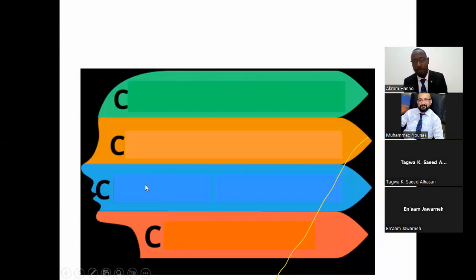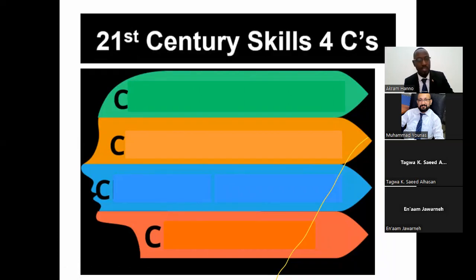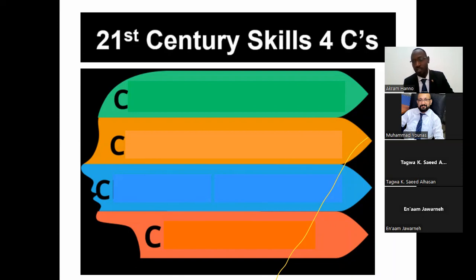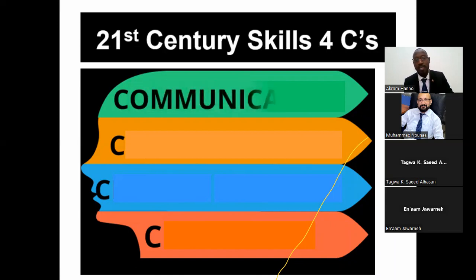Let's wind up our session by talking about the 4 C's of 21st century skills, and then we'll talk about assessment. The first one is communication, whatever the language might be, whether verbal or non-verbal, what Ferdinand de Saussure called semiotics.